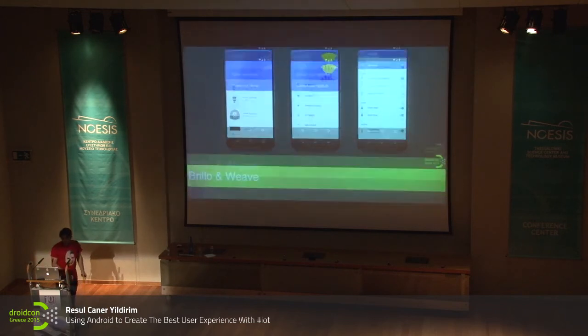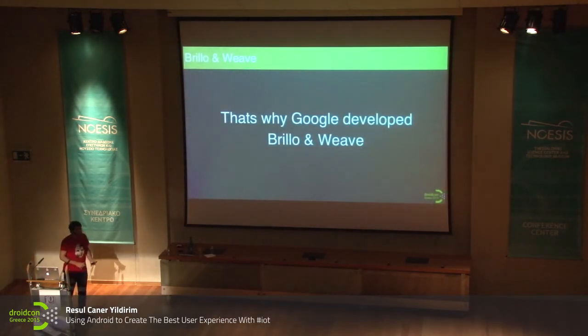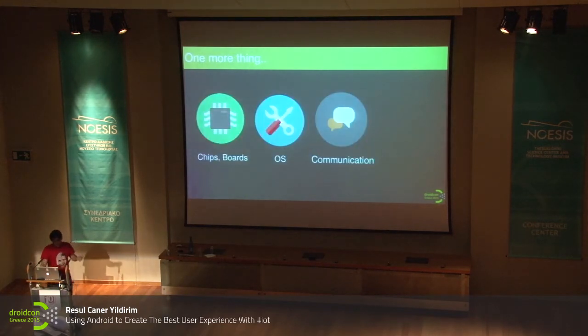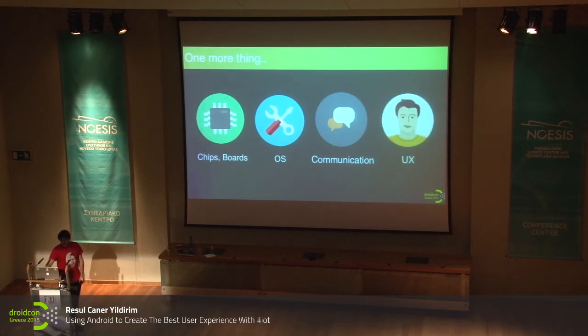So that's why Google developed Brillo and Weave. They're all in one place. So we have chips, we have an operating system, and we have a language for communication. So we're going to use them to reach the best user experience.